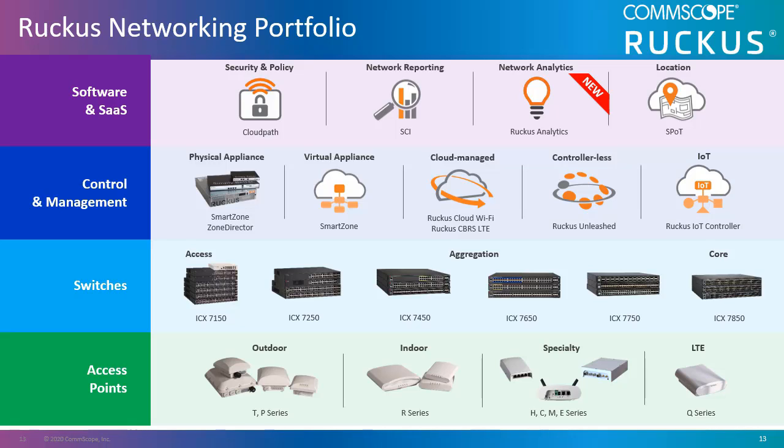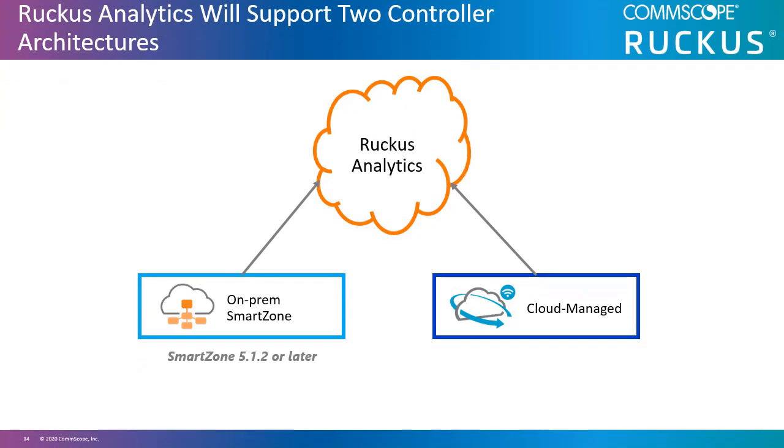Most of you have probably seen this slide before, so you're already familiar with the RUCKUS control and management products such as Smart Zone On-Prem and Virtual Smart Zone, Cloud Wi-Fi, Unleashed, RUCKUS IoT controllers, our line of switches, and our superior indoor and outdoor access points. RUCKUS Analytics supports two controller architectures, Smart Zone controllers using version 5.1.2 or later and RUCKUS Cloud Wi-Fi. Access points and controllers serve as data sources which measure and collect various key performance indicators called KPIs, connectivity status and flows, traffic applications, and more.